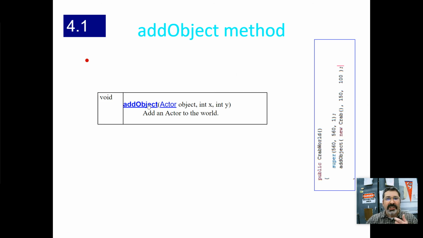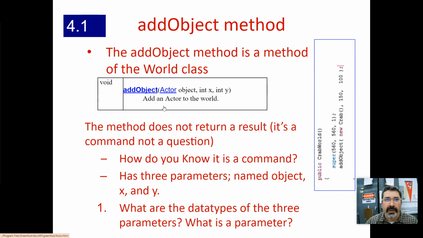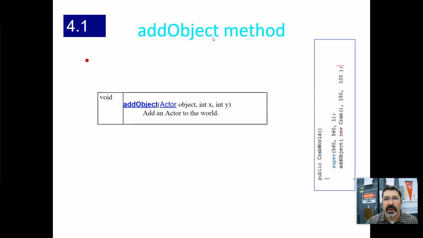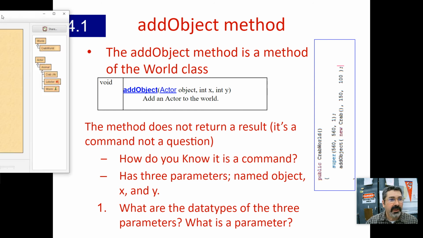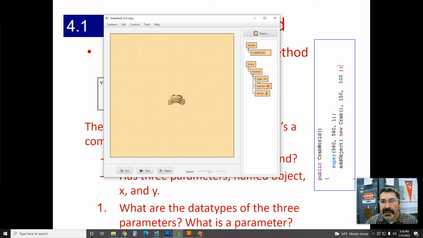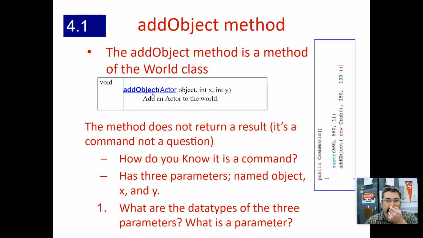So we just used the add object method. We just used it, but we're going to talk more about it. The add object method is a method of the world class. By the way, this is on the handout, blue. The add object method is a method of the world class. So if we tried to double click on the crab and try to type that code in the crab, it's not going to work. It doesn't know how to. The world knows how to. So add object belongs to the world class.